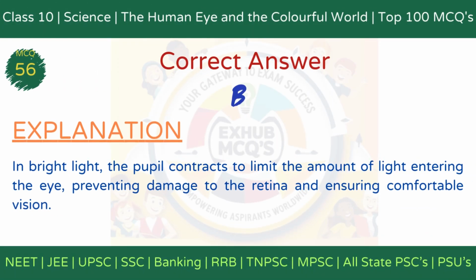The correct answer is option B, contracts. Explanation. In bright light, the pupil contracts to limit the amount of light entering the eye. This protects the retina from excessive light and prevents potential damage.